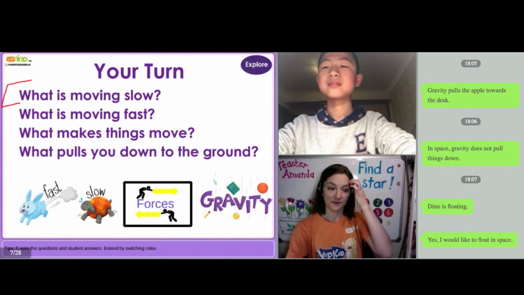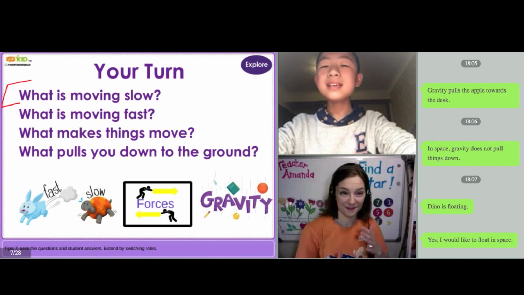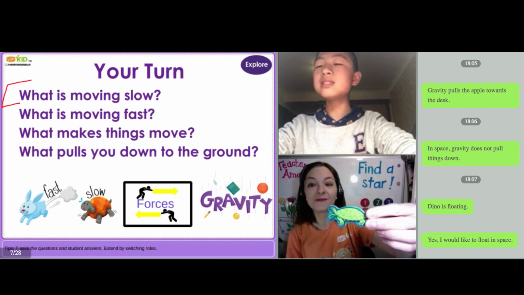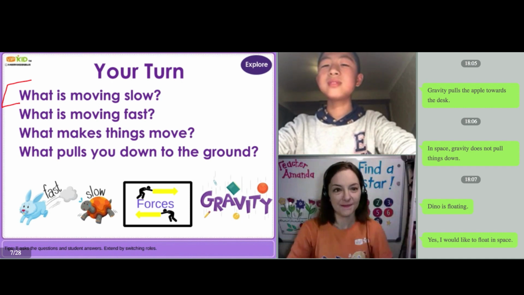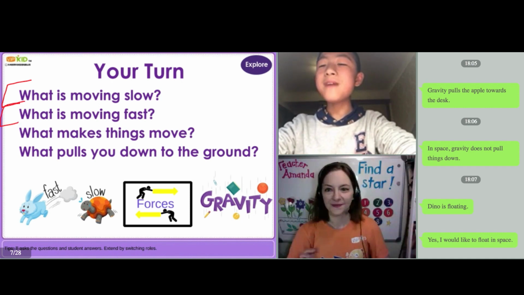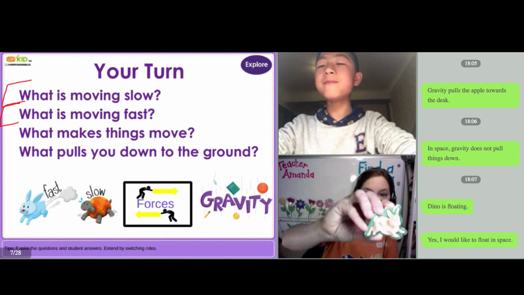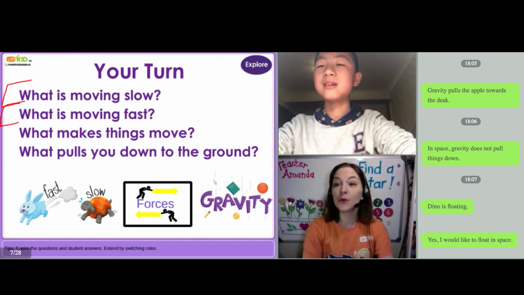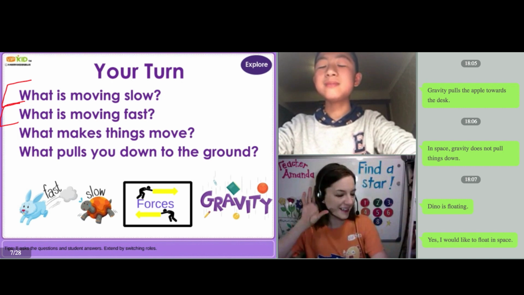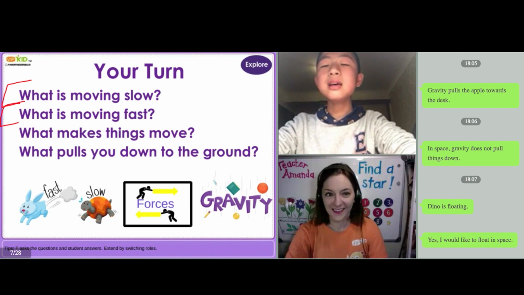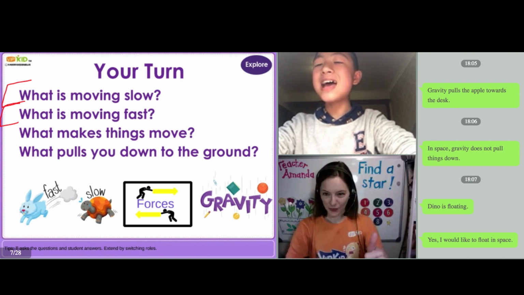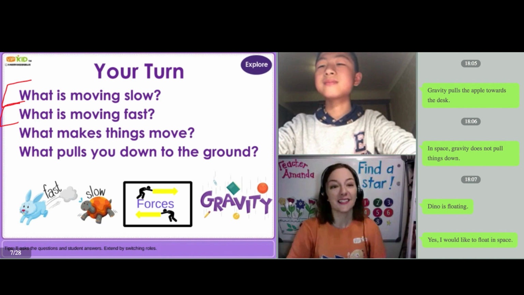Please read. What is moving slow? The turtle is moving slow. What is moving fast? The bunny moves fast. Good. The bunny moves fast. The bunny moves fast. Yes, perfect.